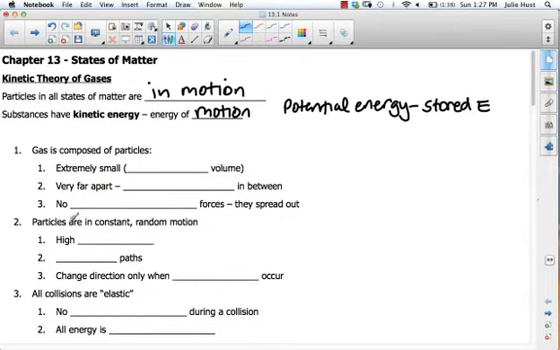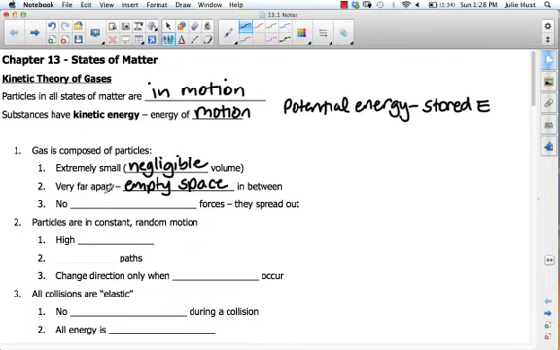Okay, so the kinetic theory of gases has three main parts to it. The first is that gases are composed of particles, and these particles are very, very small. They're so small we're going to say their volume doesn't matter, or we can say they have negligible volume. The particles are very far apart. The particles can't see each other, they're so far apart. And in between there's nothing, or there's empty space. Absolutely nothing. Not air, nothing. Because air is a gas made of particles.